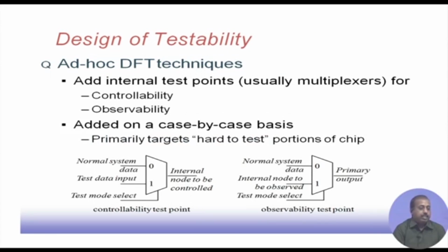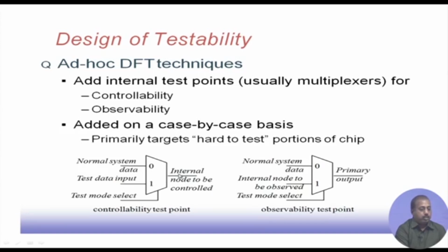So, ad hoc technique means that we add additional internal points, test points, by multiplexers. Maybe this point we need to control. Okay. So, what we do? We put a multiplexer before that, and there is a multiplexer control input. If this control input is 0, then the normal system data will pass through, so that the circuit will operate in its normal way. And if we want to put some particular value at this point, we have got some test data inputs, and the test data input will be passed through this multiplexer at this point. So, this way we can control the value that we have at this point.